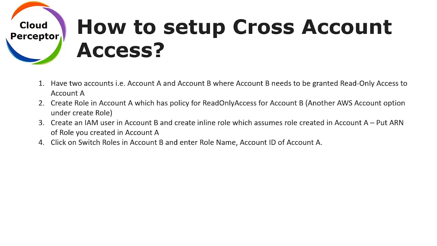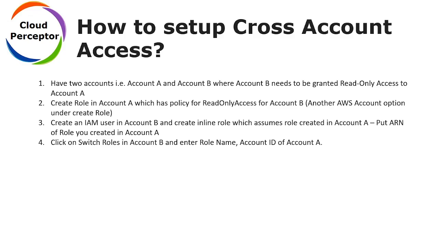First of all, you got to create a role in account A which has a policy for read-only access for account B. Okay, so there is an option while creating the role which allows you to put the AWS account number for which you want to grant access to.